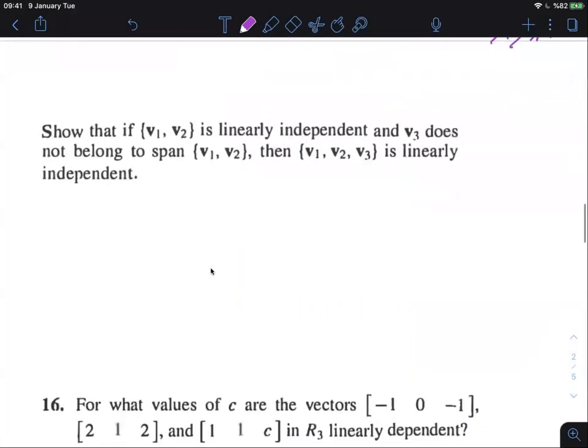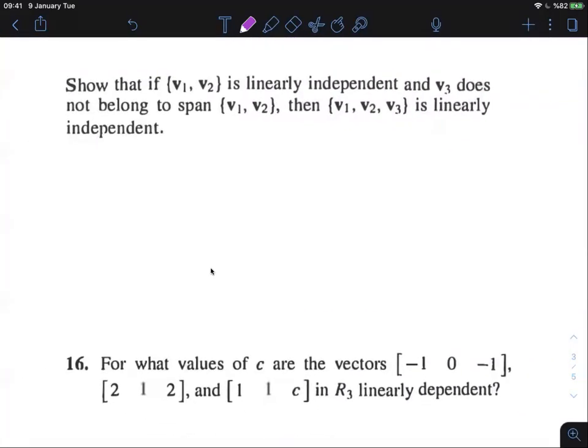So, okay, let's look at another question. It says, show that if the set of these two vectors is linearly independent, and V3 does not belong to the span of these two vectors, then the set of these three vectors is also linearly independent.